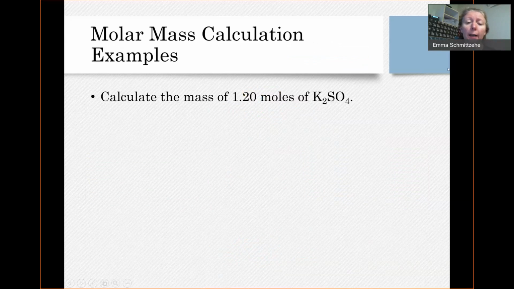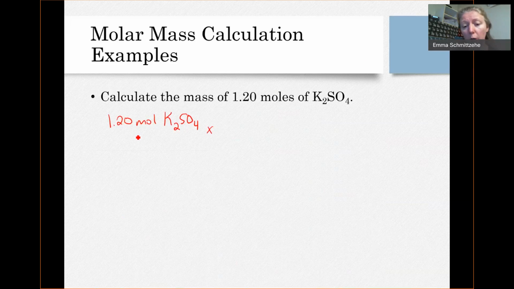So the first one I have here is calculate the mass of 1.20 moles of potassium sulfate. Okay, so I have 1.20 moles of K2SO4. So that's what I'm going to start with. And I'm going to set this up as a dimensional analysis problem. Okay, so I'm going to be multiplying by a fraction.